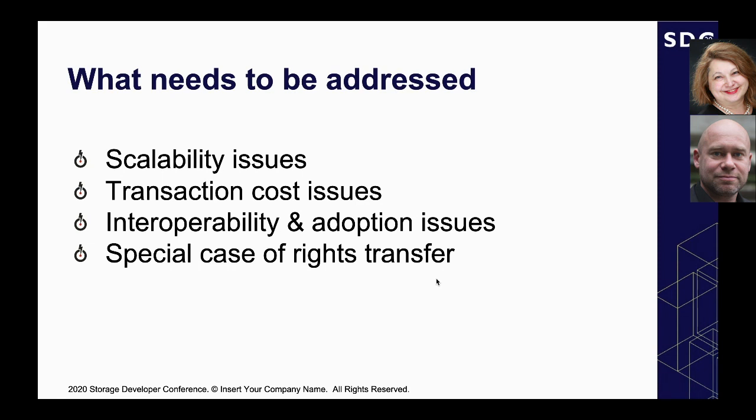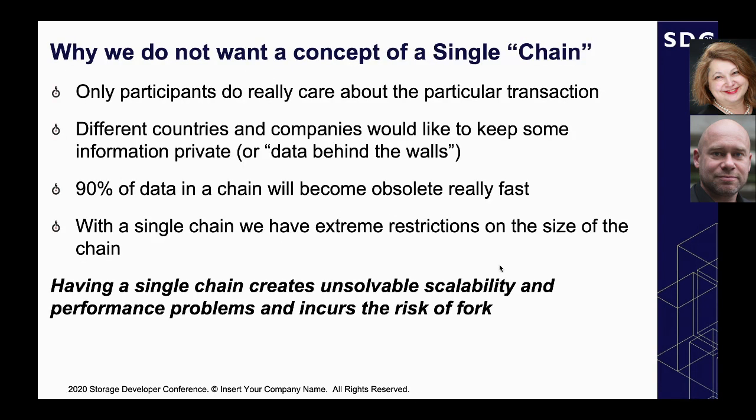These are the questions we need to answer. And what I would like to do next is to discuss some approaches that can help answering them. The first key concept we need to rethink is the concept of a single chain. And the reason is not only because having a single chain creates an unsolvable scalability and performance issue that grows with each transaction and the size of the chain.